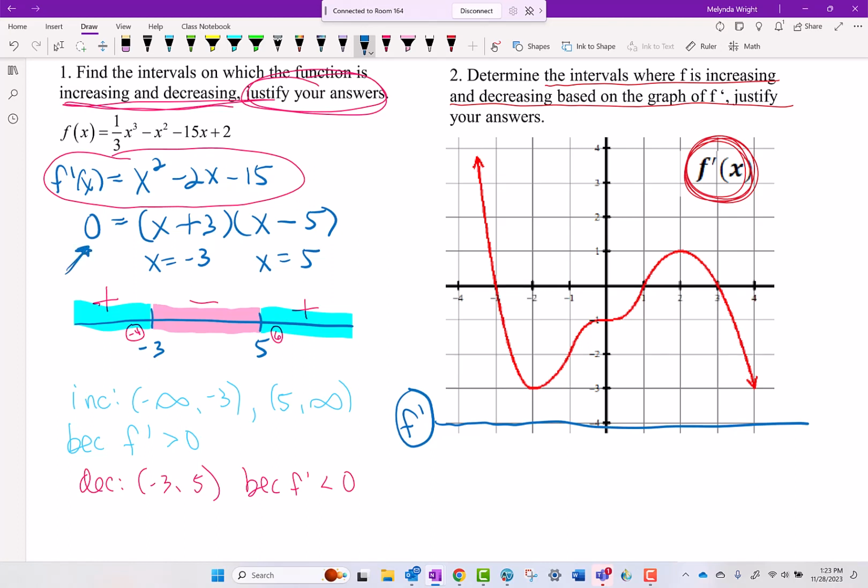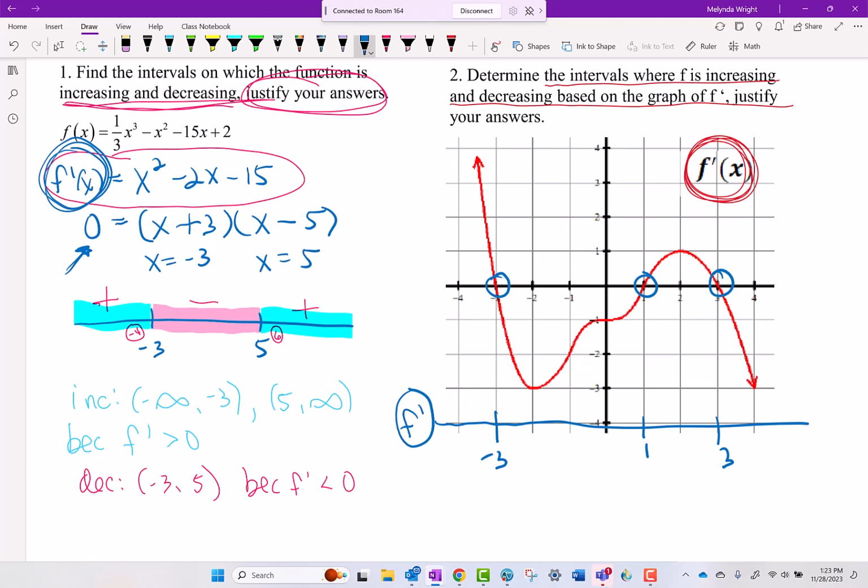So I'm going to look at the graph where f prime is 0. F prime is 0 here, and here, and here. Those are the numbers that are going to go on my number line. Those are critical numbers. That's a -3, that's 1, and that's 3. Now, I want to know whether f prime is positive or negative. And when I talk about f prime, I'm talking about the y value, aren't I?